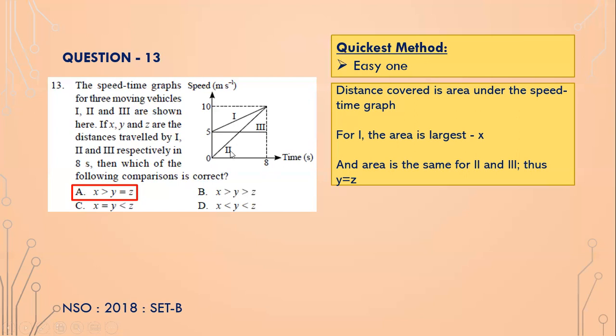So the area of 2 and the area of this big triangle, and the area of this rectangle 3, is exactly the same. So the largest area is area for 1. This is the largest area, isn't it? 1 is the largest area. So x is greater than y, which is same as z. Y is same as z.